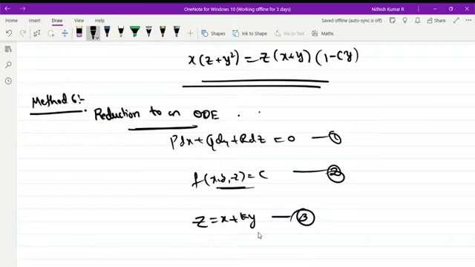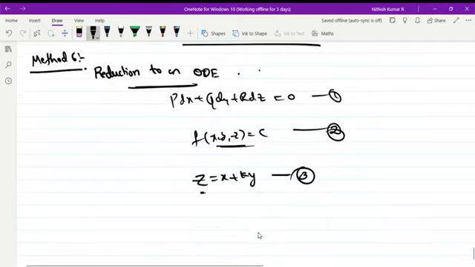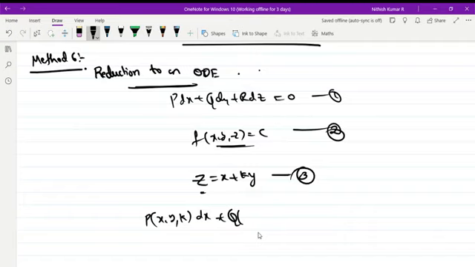Now using this, my equation 1 becomes P(x, y, z) dx + Q(x, y, z) dy. Now z we are taking in terms of this substitution, so it is P(x, y, kx) dx + Q(x, y, kx) dy = 0. So we are eliminating z between 1 and 3, using 1 and 3. So we are getting P dx + Q dy without z, by eliminating z.